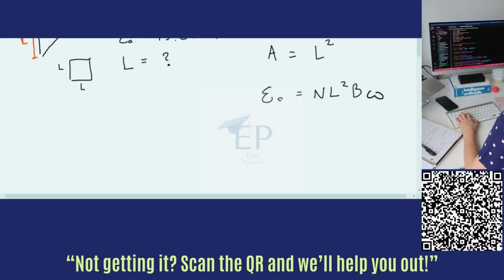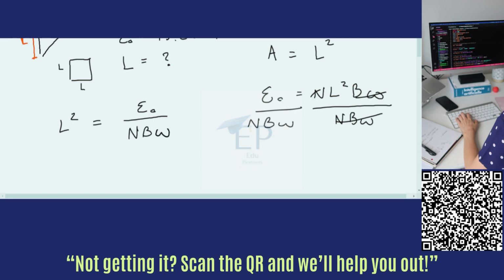So we'll divide both sides of this equation by N, B, and omega. A bunch of stuff will cancel out. And we will have L squared equals E naught divided by N times B times omega. Now we just have to take the square root of both sides, and we'll have that L is equal to the square root of E naught divided by N times B times omega.